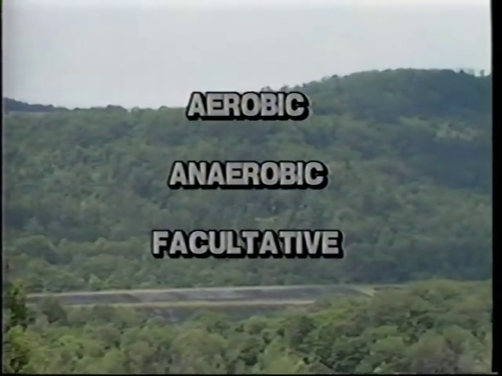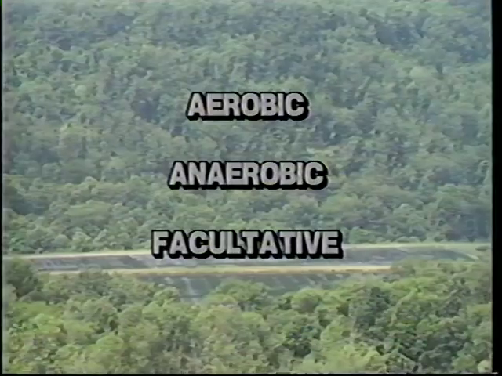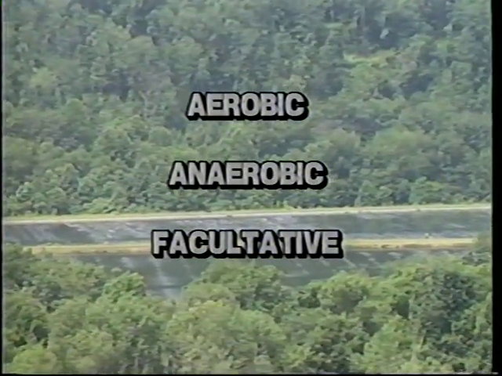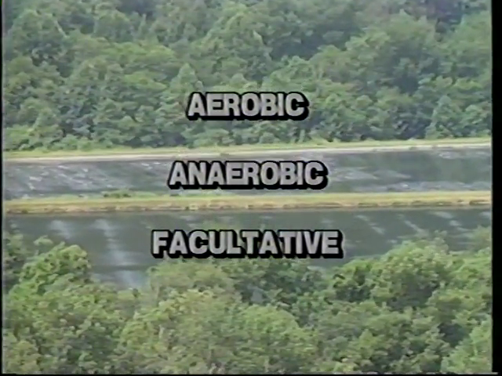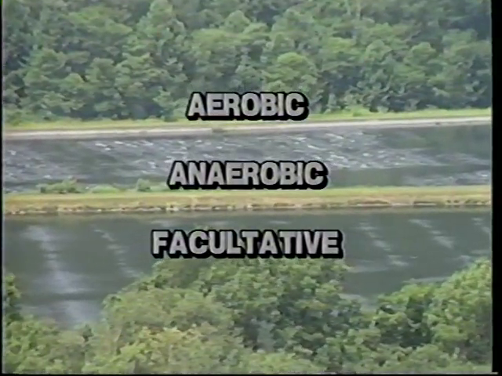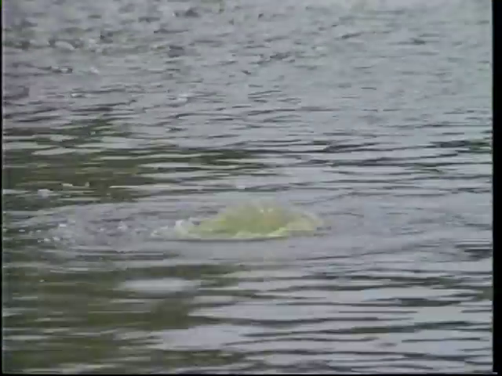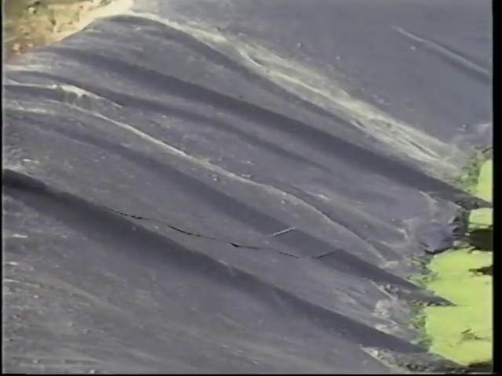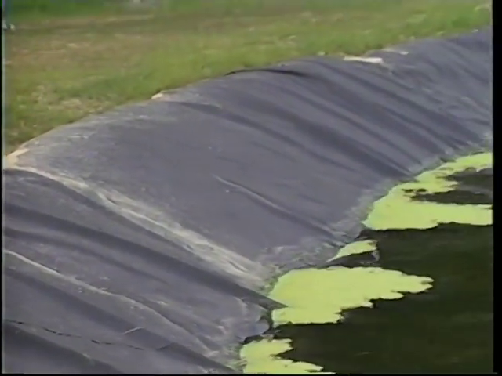Lagoons are usually grouped into three categories: aerobic, anaerobic, and facultative. The most common type of lagoon is facultative because it is very difficult to maintain complete aerobic or anaerobic conditions in a lagoon. In this type of lagoon, you will find aerobic bacteria in the top layers of the lagoon, while anaerobic bacteria thrive near the bottom. Most lagoons built today have a synthetic liner to prevent contamination of groundwater.